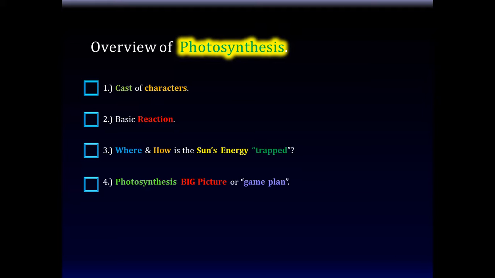So that's one thing I'd like to talk about, the cast of characters. The second thing I'd like to talk about is the basic reaction of photosynthesis, as a way of introduction. The third thing I'd like to talk about is where and how the sun's energy is trapped. We all know that photosynthesis is a process where plants, or autotrophs, take the energy from the sun and trap it to produce energy-rich molecules. So where does this happen and how does it happen?